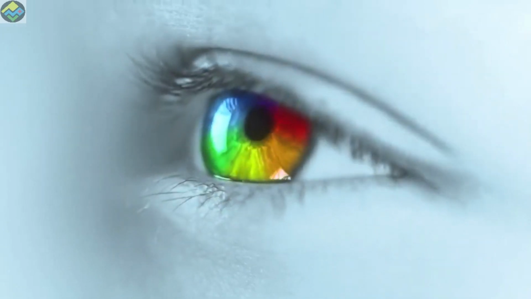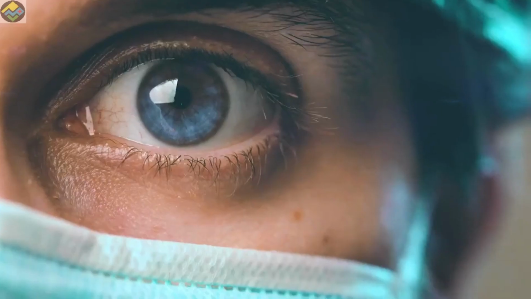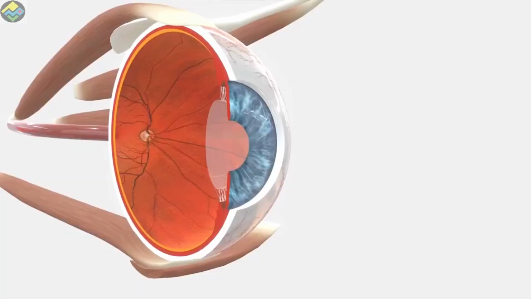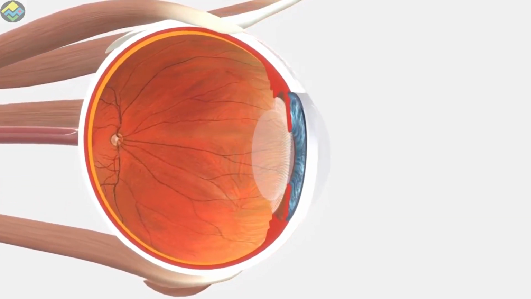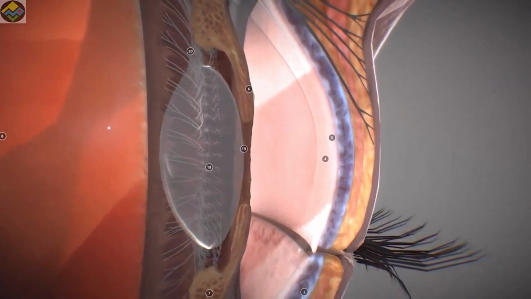The color of the iris is dependent on a pigment present in it. There is no pigment in the eyes of albinos. People with blue eyes have a very small amount of pigment in it. The lens is a very important part of the eye. The thickness of the lens is controlled by the ciliary muscles of the eye.